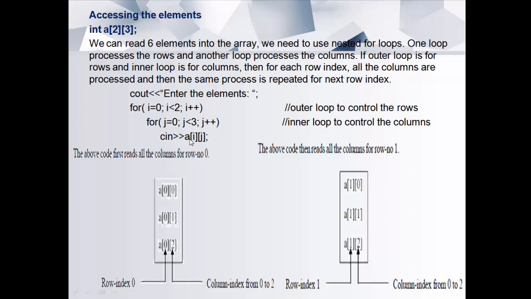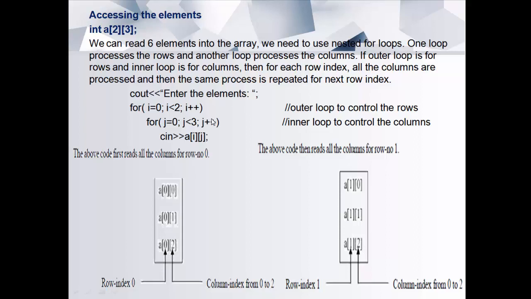So see, a of i value is now incremented, so i becomes 1, a of 1 of j value is 0 now, a of 1 of 0, so I am inserting the value as 4. Next j is incremented, j becomes 1, 1 is less than 3, yes the condition is true, a of 1 of 1, so I am inserting the value as 5. Again j is incremented, j becomes 2, 2 is less than 3, yes the condition is true. Now a of 1 of 2, I am inserting the value as 6.